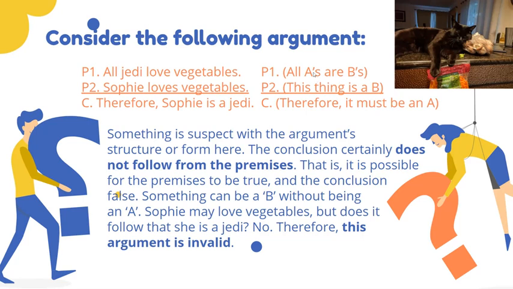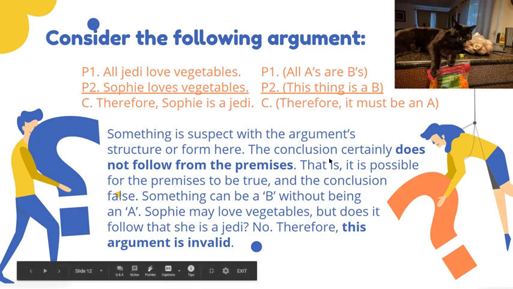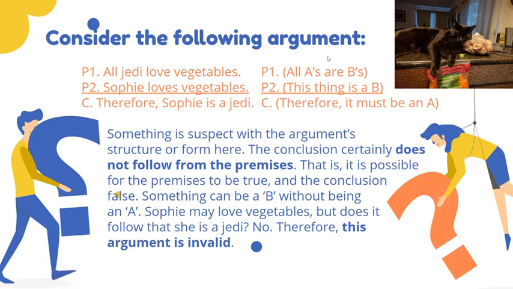So notice that premise one just said all A's are B's. This thing is a B. It doesn't mean that it's an A, right? So there's something wrong with the structure or form, no matter what I plug in for A and B there. Therefore, this argument form, this reasoning pattern is invalid. It doesn't guarantee that if the premises are true, the conclusion is also true.